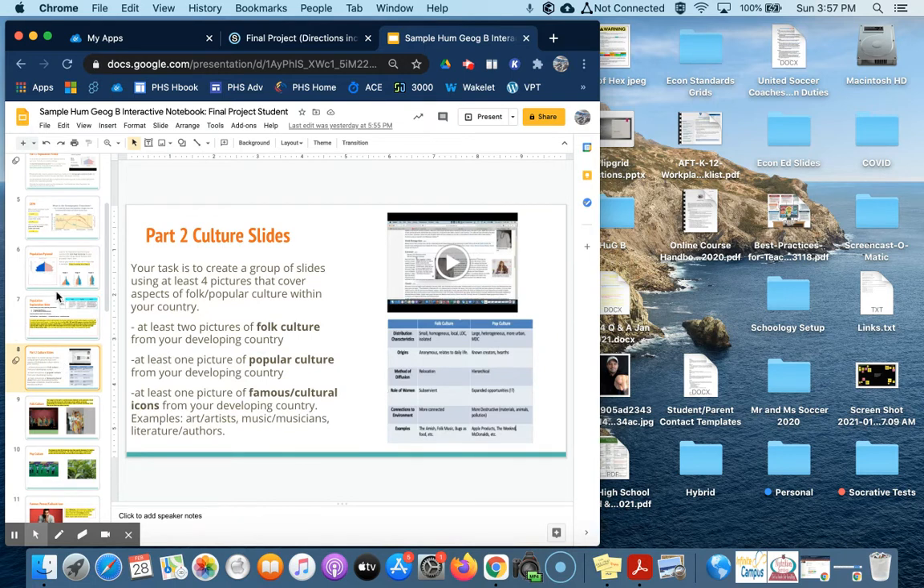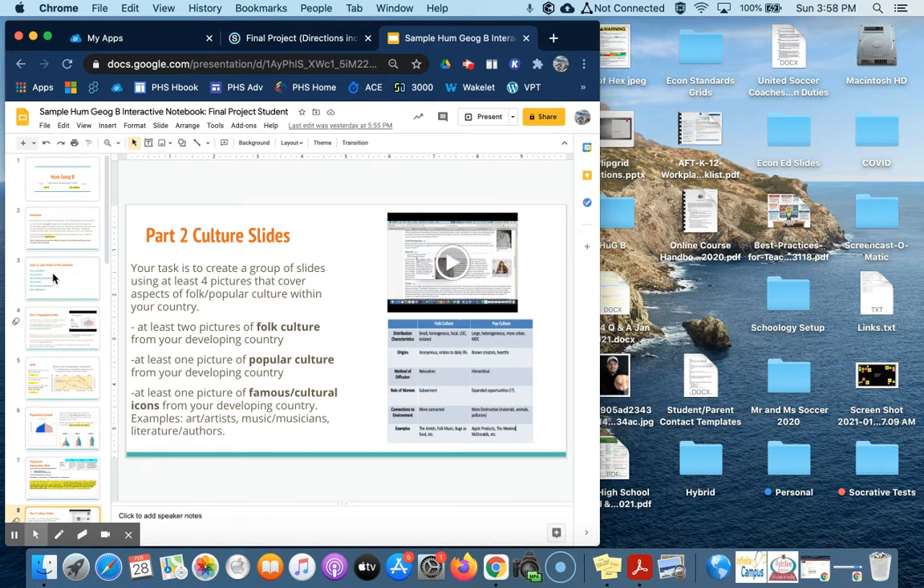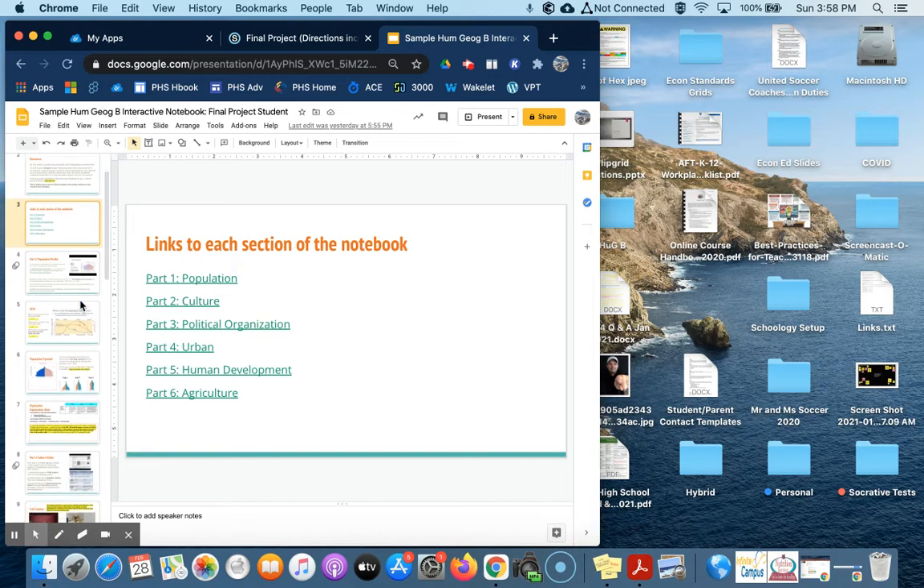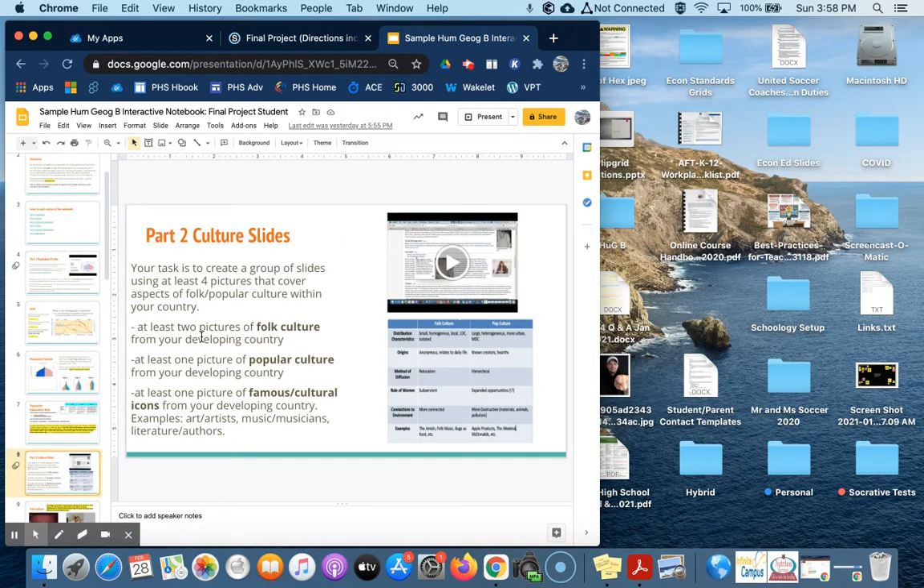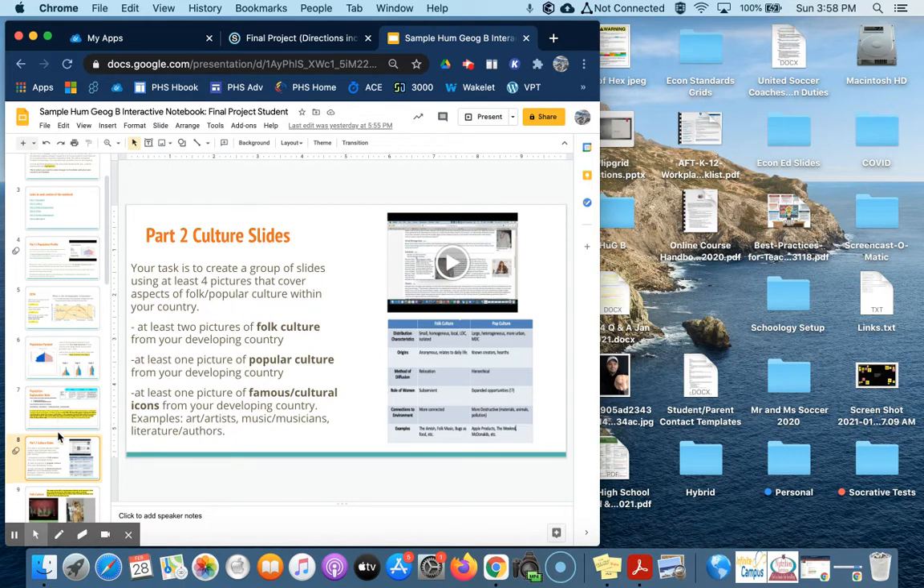Part two, and you could get to this quickly if you were to click on the link up here if you're looking to get to part two for the day. See, part two. You're going to be looking for folk culture and pop culture. So this goes back to Unit 5. You're going to look for 2 pictures of folk culture, 1 picture of pop culture at least, and 1 picture of famous cultural icons.